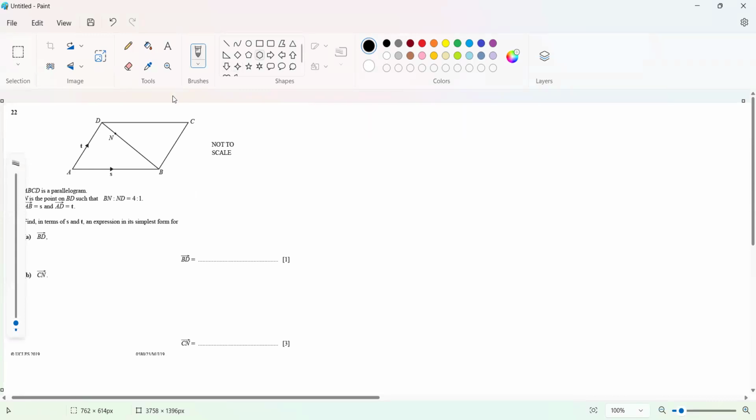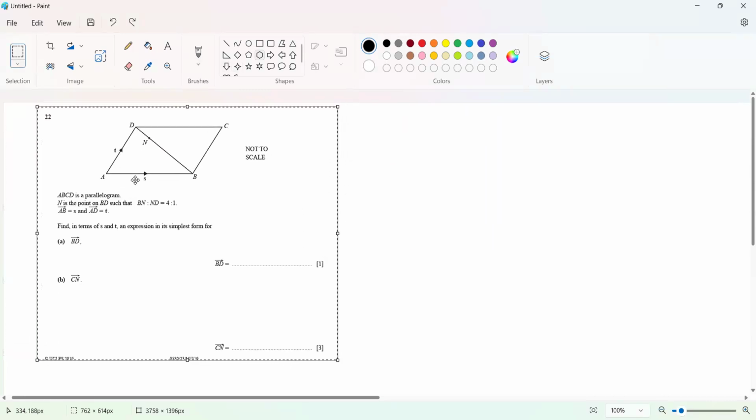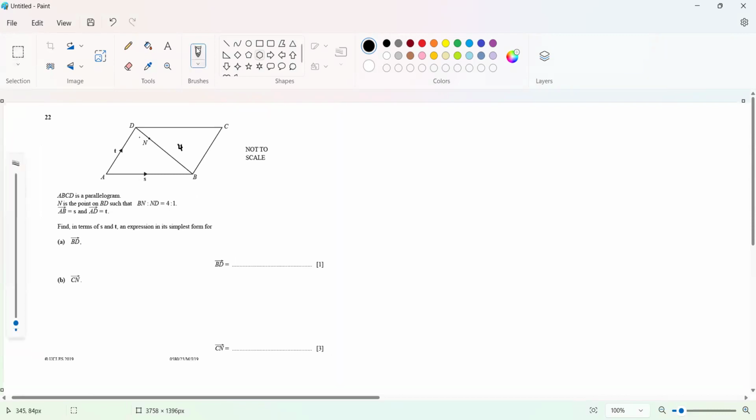So we have a vector where ABCD is a parallelogram, N is a point on BD such that DN and NB is 4 to 1. So it means this is 4 parts and this is 1 part, right? And then AB is S, AD is T. So find BD. So we have BD as BA plus AD. So in other words, BA is negative S and AD is T.